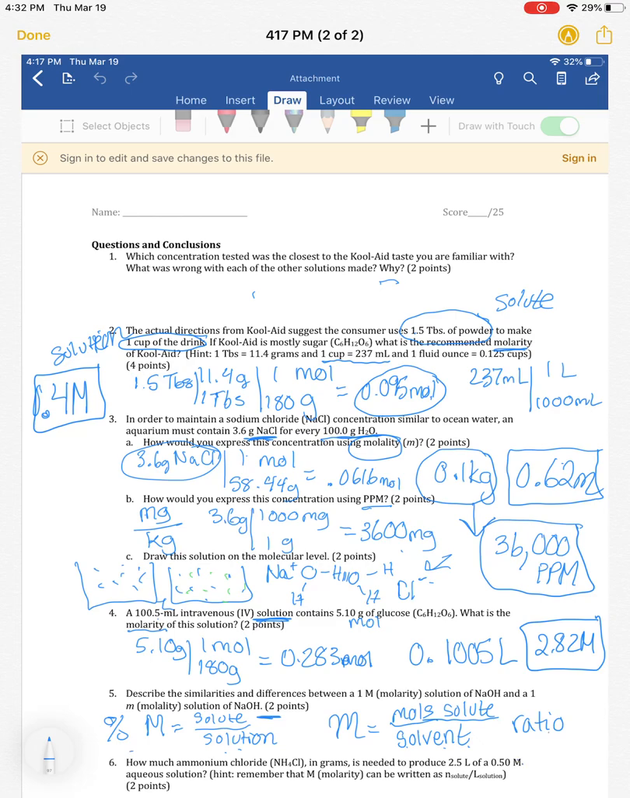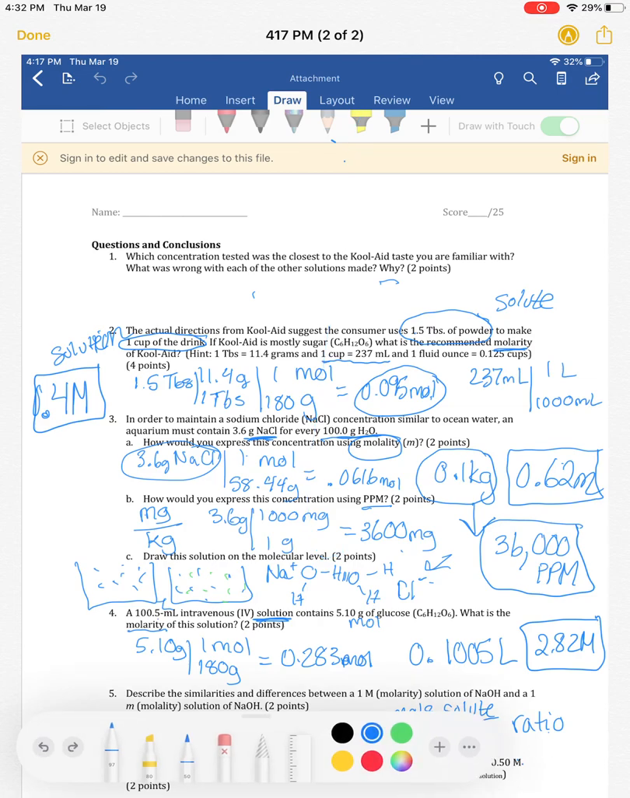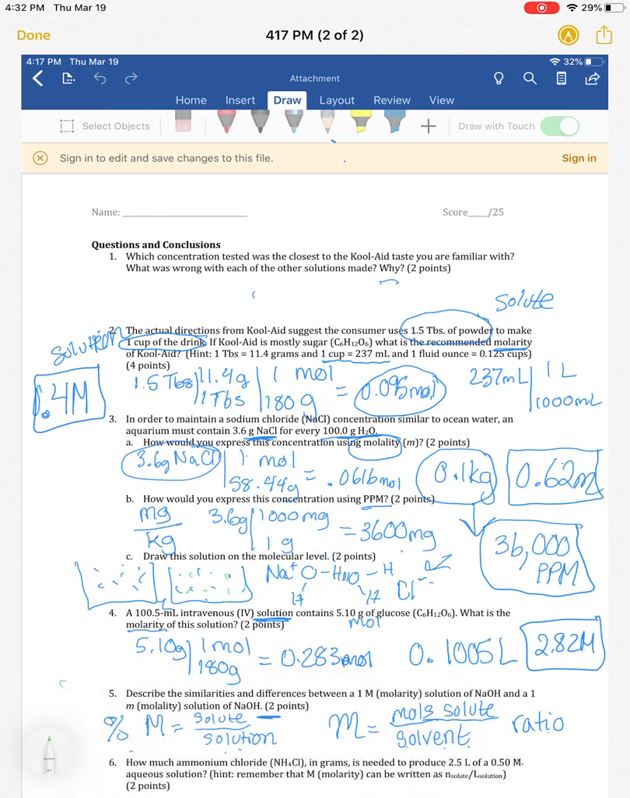All right, final one. And I'm not sure, my screen won't slide. Oh, no. So what I'm gonna do is, please join me. We're gonna do number 6 up here because I can't make my screen work. All right, last one. How much ammonium chloride in grams? So that's the thing that I'm looking for, is ammonium chloride. Is needed to produce 2.5 liters of a 0.5 molar solution.